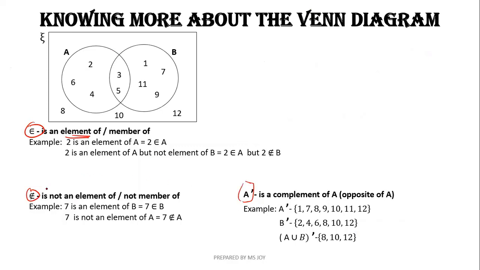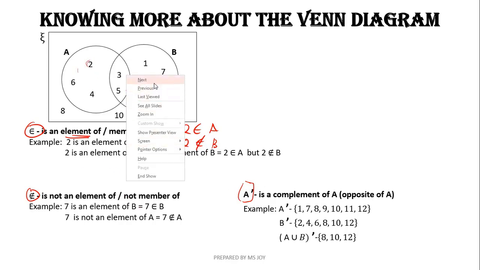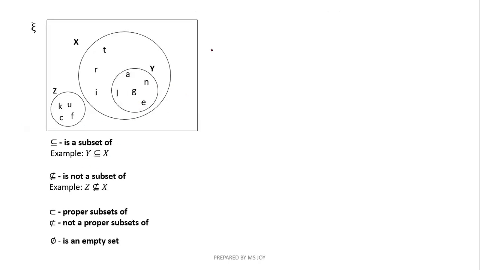Not an element. What I mean by opposite is, let's say 2 is an element of A, but 2 is not an element of B. Which means it's opposite of B, correct or not? Because it's outside of B and inside of A. So that is the meaning of opposite in that way. Don't take it as opposite of A prime.